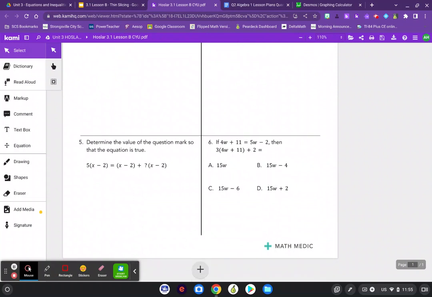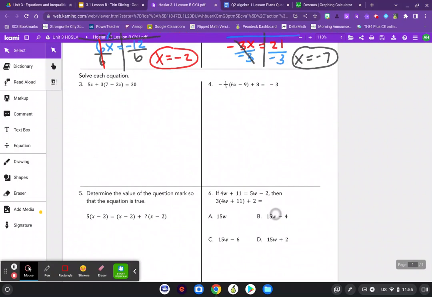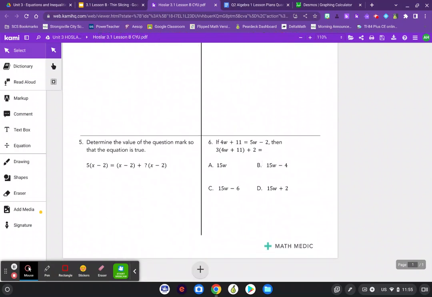I'm going to come down here. I'm going to do problem 5. And so your job will be to practice 3, 4, and 6. And so if I talk about problem 5, it says determine the value of the question mark so that the equation is true. All right, so I have this question mark right here. And again, I like to draw in this line. I'm going to go ahead and draw in my scale. Right, I got to keep these things balanced.